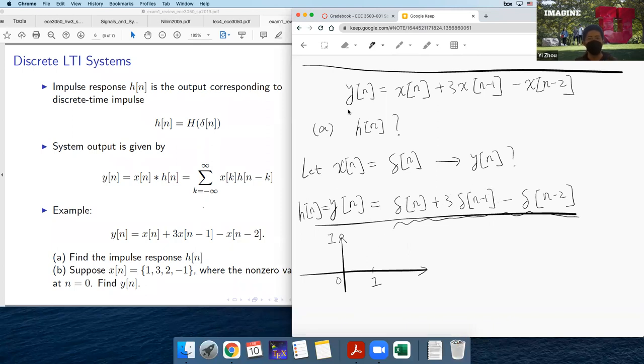So we have a higher arrow, this is 3. And similarly, minus delta n minus 2. The third arrow is located where we shift delta n to the right by 2 units. So it is here, and the amplitude is negative 1, because we have a negative 1 coefficient. But you don't have to draw this picture. You can just write it into a sequence: 1, 3, negative 1. This is exactly the discrete signal that we have for h[n].